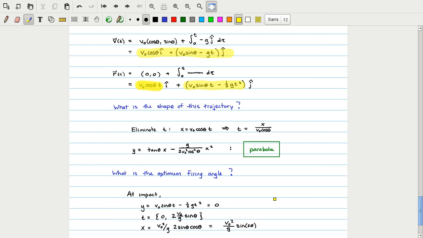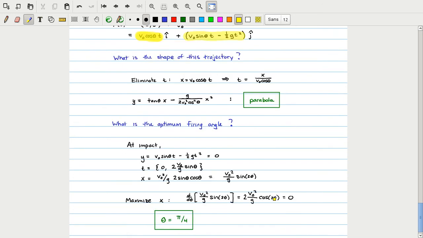Then we just need to maximize x as a function of theta, and to make that happen, we need cosine of 2 theta to equal 0, and that of course occurs at pi over 4, because cosine pi over 2 is 0. So pi over 4 is of course 45 degrees, and this is why you shoot things at a 45-degree angle if you want to maximize the distance.